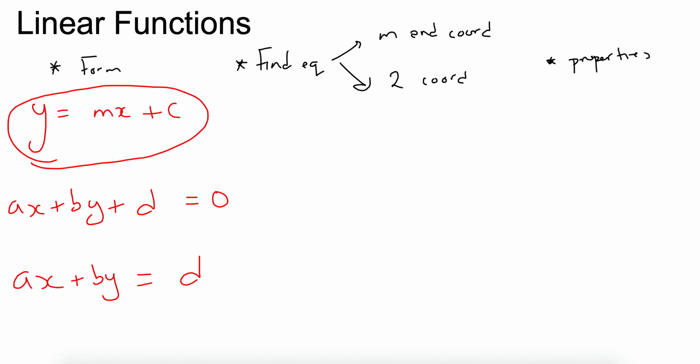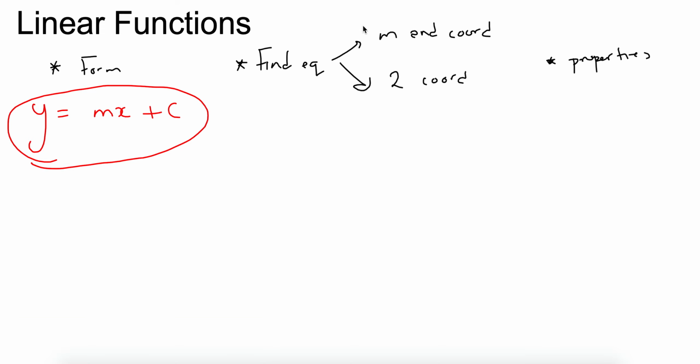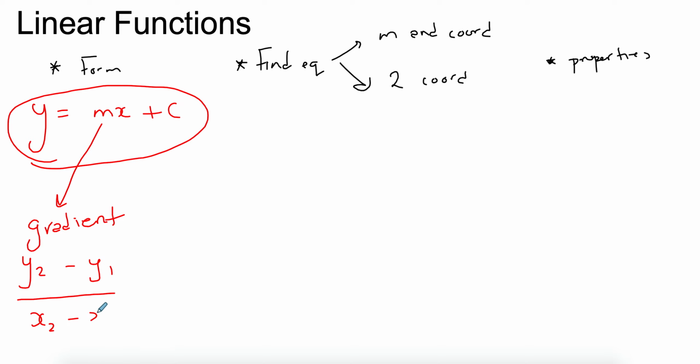So this is the gradient intercept form. I'm going to talk about gradient intercept form, then I'm going to get to the other forms. This is the gradient of the function, and you should have seen how to find the gradient. It's you taking 2 coordinates, so you'll always have to take 2 coordinates. You're going to take the difference of the y values and the difference of the x values, but they have to be in the same order.